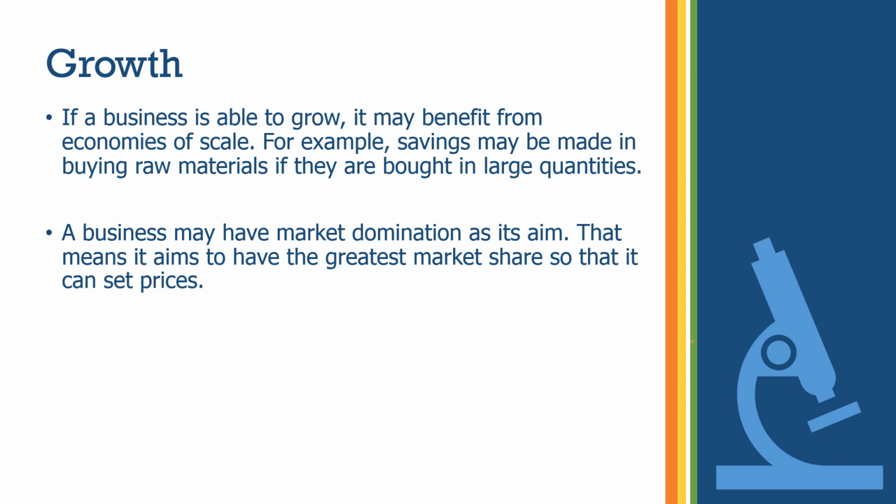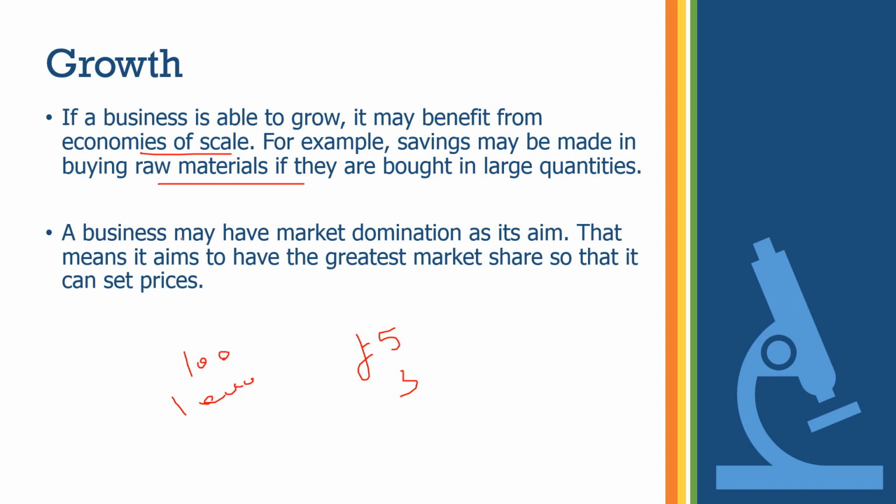If a business is able to grow, it might benefit from economies of scale. For example, savings might be made in buying raw materials if they are bought in large quantities. If you were to buy 100 t-shirts, it might cost you £5 each. But if you were to buy 10,000 t-shirts, the price would come to about £3. So that's what economies of scale means. We're buying in massive quantities, so you're already making £2 before you even sold anything.